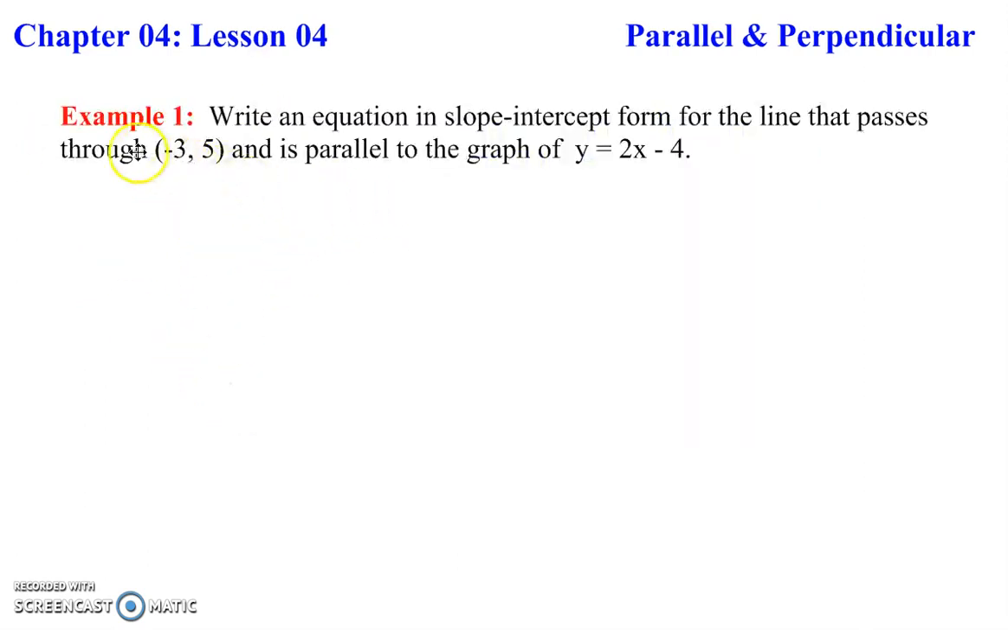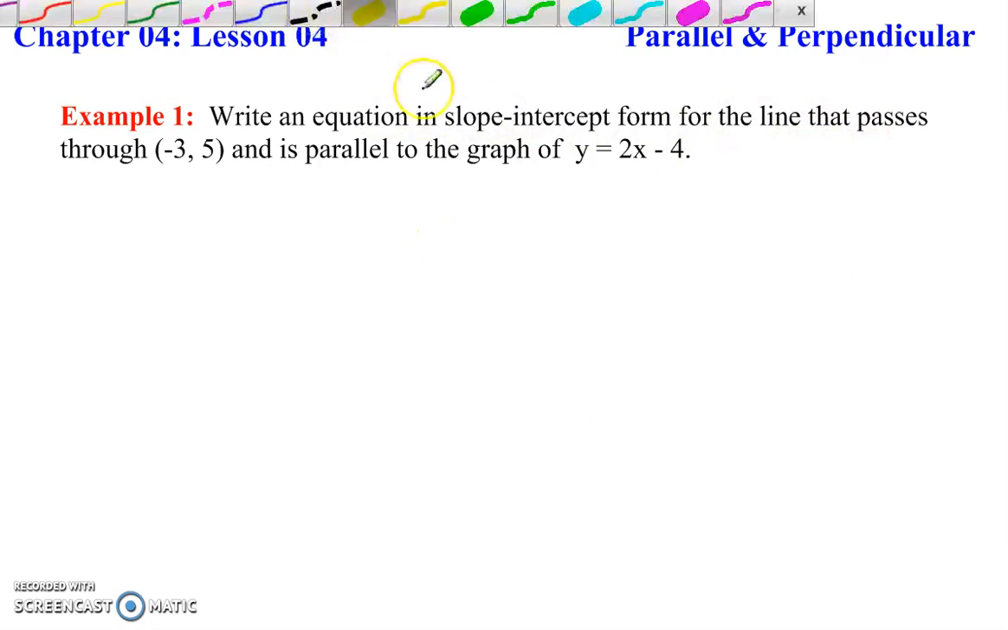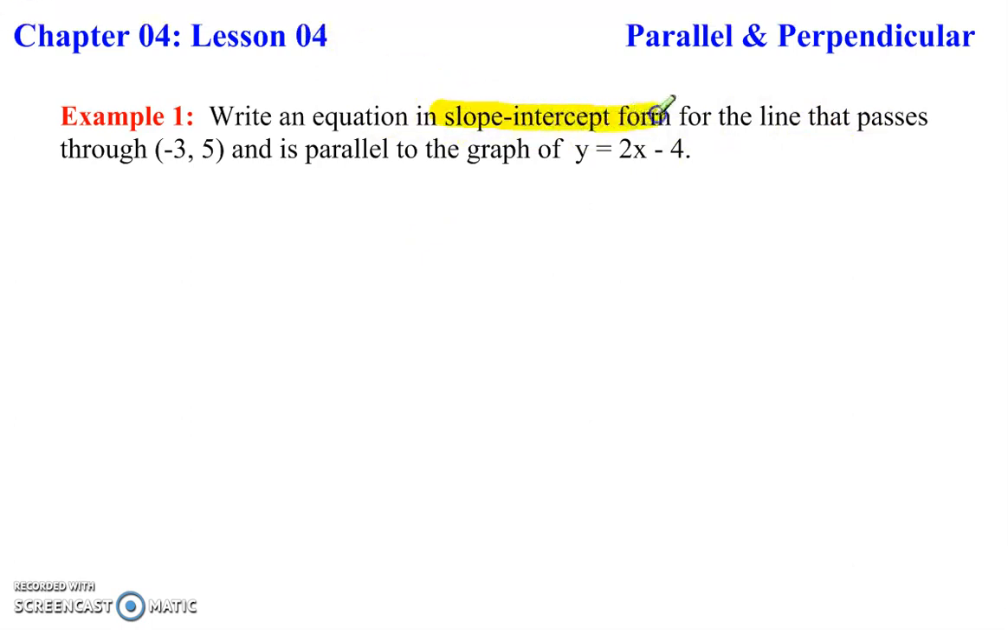Alright, so if we want to use that in writing an equation, we want to write an equation in slope-intercept form. Make sure you read closely what form they want it in. For the line that passes through this point and is parallel to the graph of y equals 2x minus 4, well, first thing we need to know, remember parallel lines have equal slopes. So there's a slope of 2. It's parallel and there's a slope of 2. And we're going through this point.